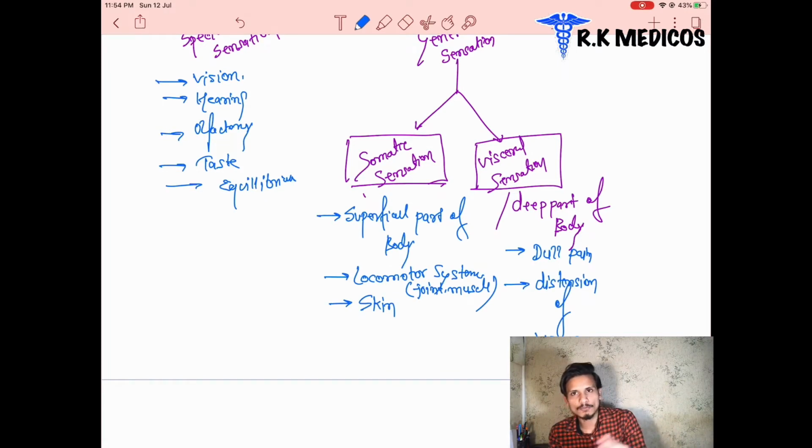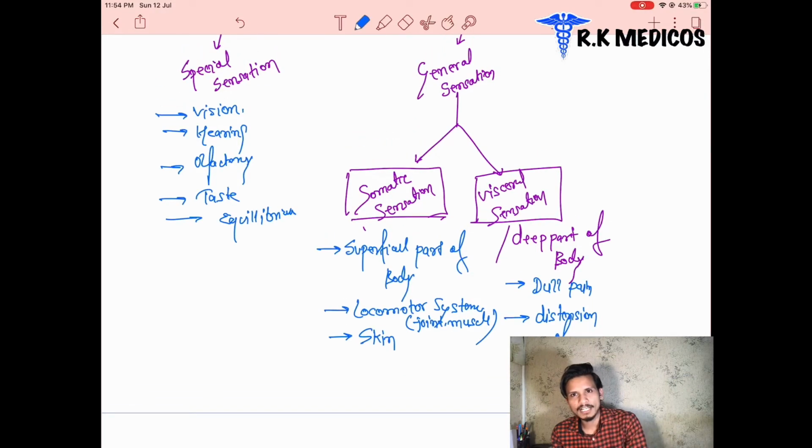For the general sensation, we are classifying again into two: the somatic sensation and the visceral sensation. Somatic is for all the peripheral parts of our body, which are somatically located: the superficial part of the body, the locomotor system, that is joints and muscles, and the skin are inside the somatic sensation. In the visceral sensation, we are going to discuss the dull pain, or the visceral part of our digestive tract, or the different parts of our abdominal region that get distended. These are all classified under the visceral sensation.